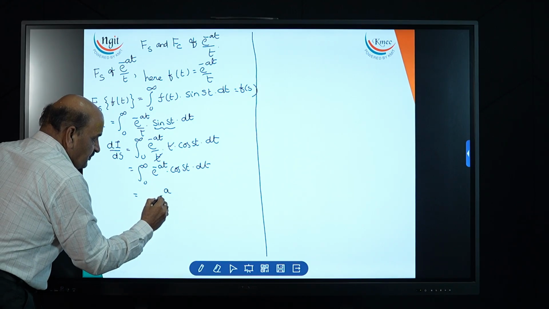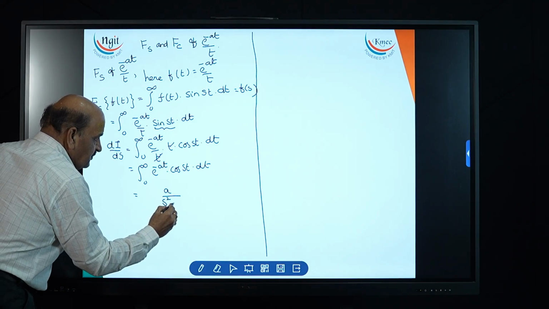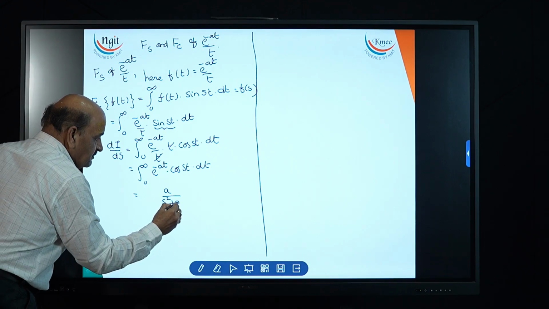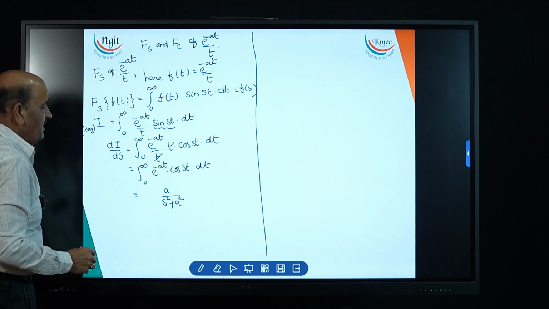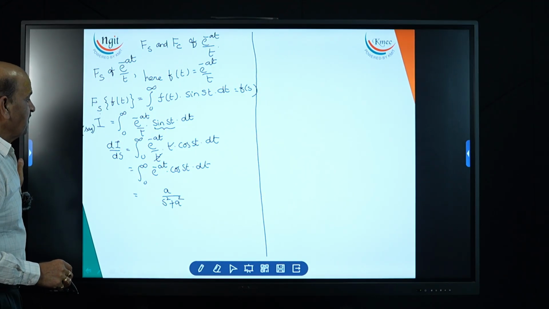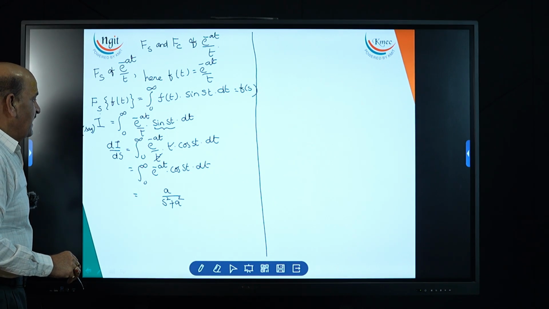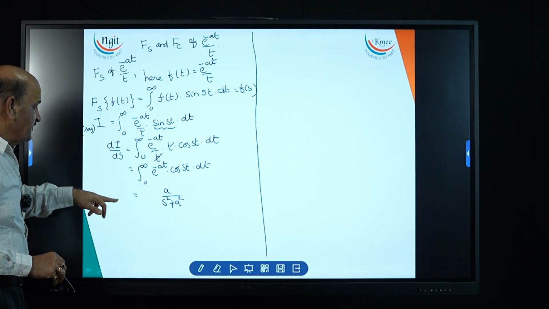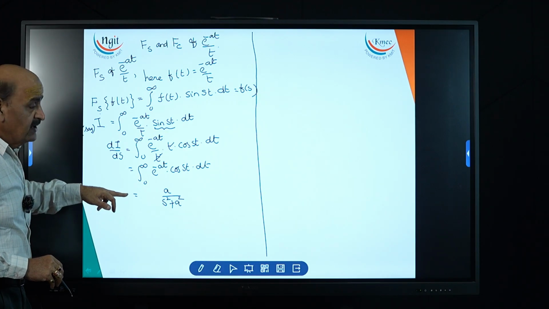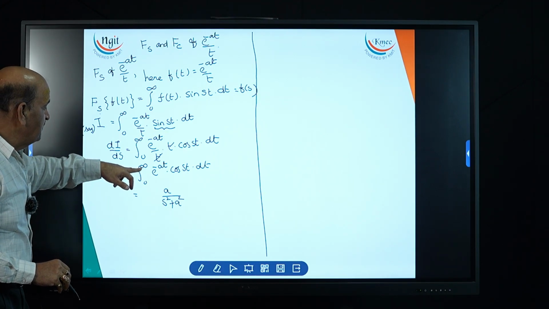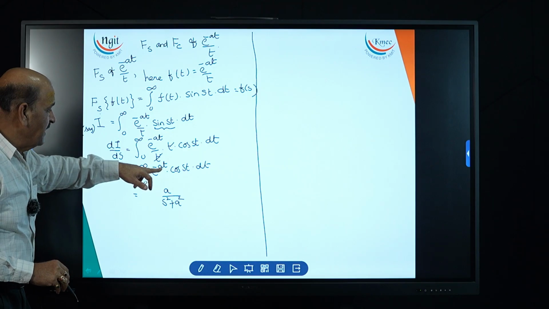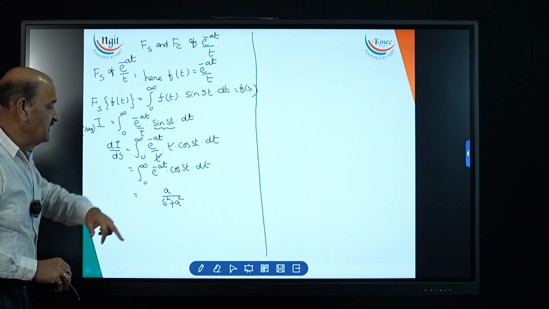A by s square plus a square. Understanding? t will be cancelled. So here dI by ds. This will become dI by ds. Now just look at the integral from 0 to infinity of e power minus at cos st dt.